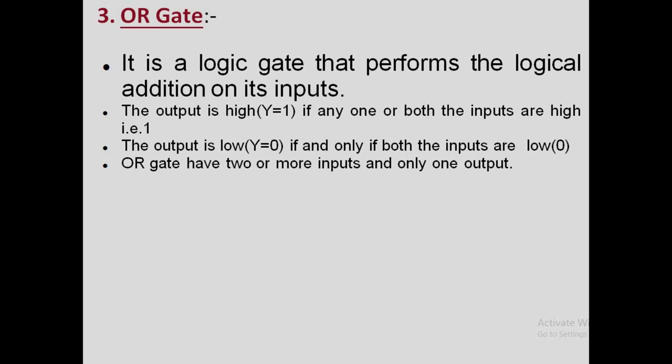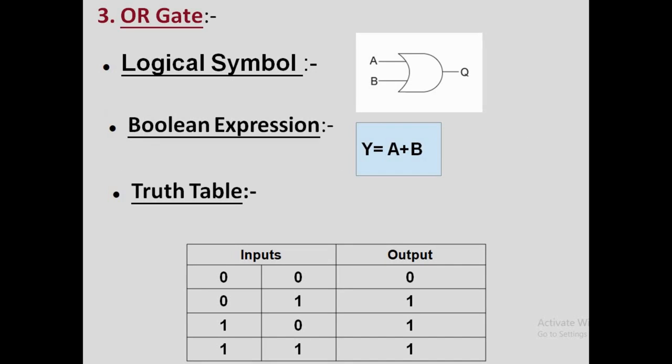Next is the OR gate. The OR gate is a logic gate that performs logical addition on its inputs. The output is high if any one or both of the inputs are high. High means 1. The output is low, that means Y is equal to 0, if and only if both the inputs are low. An OR gate has 2 or more inputs and only 1 output. The logical symbol for the OR gate is shown in this diagram. Here are 2 inputs to the OR gate, A, B, and output Y, or we can say Q.